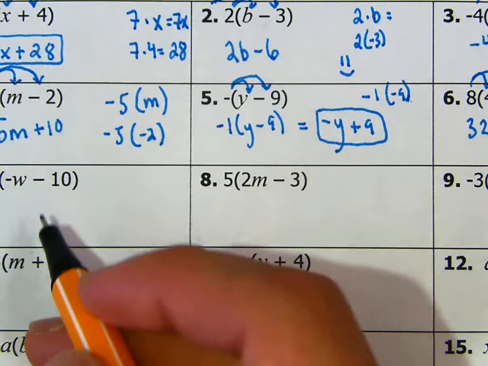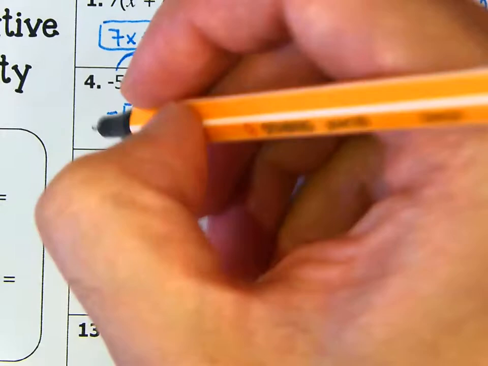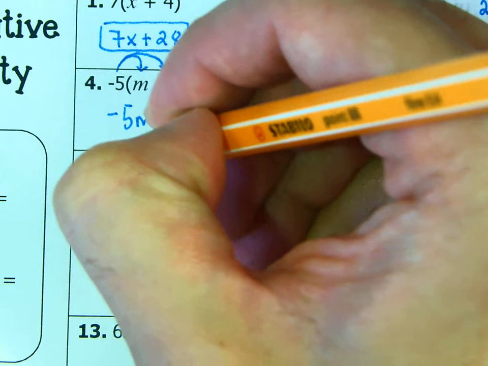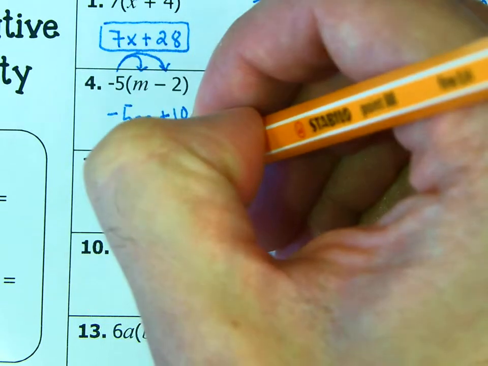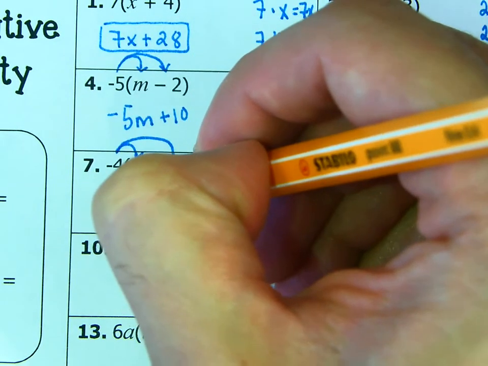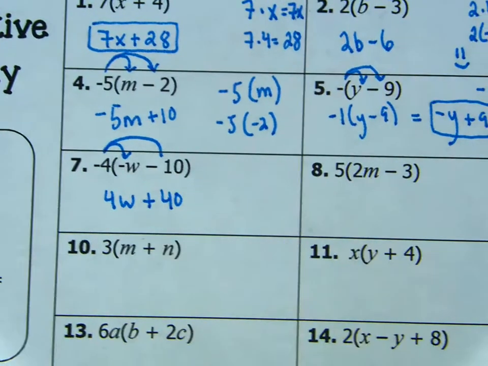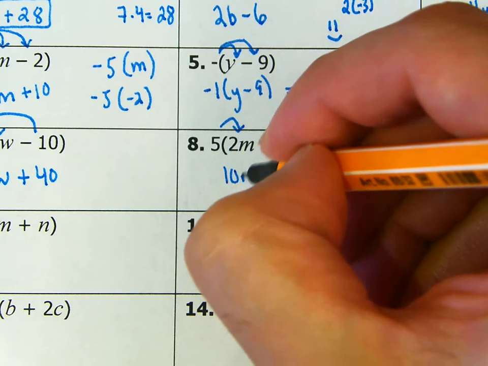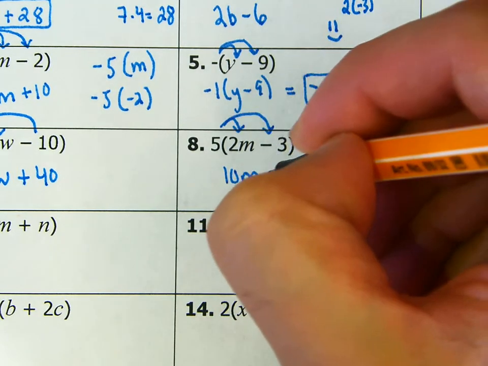Okay, let's try this one. This will be negative 4 times negative w is positive 4w. Negative 4 times negative 10 is positive 40. Okay, next one. 10m, negative 15.